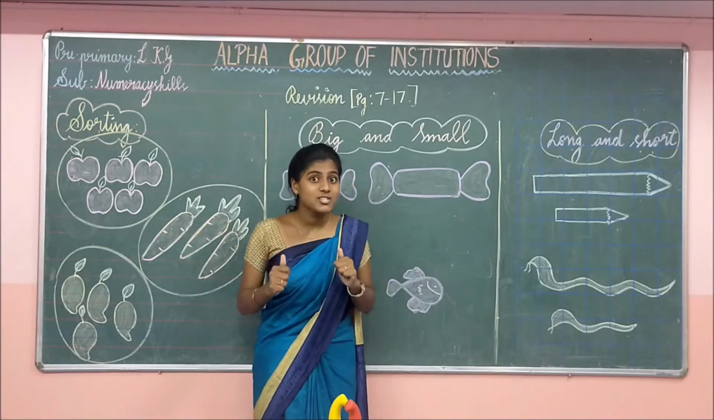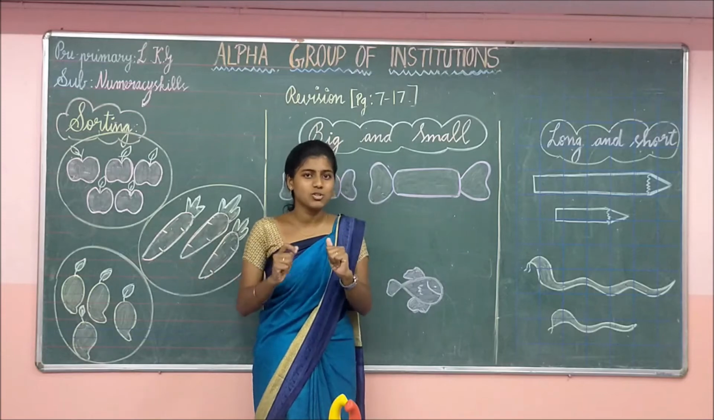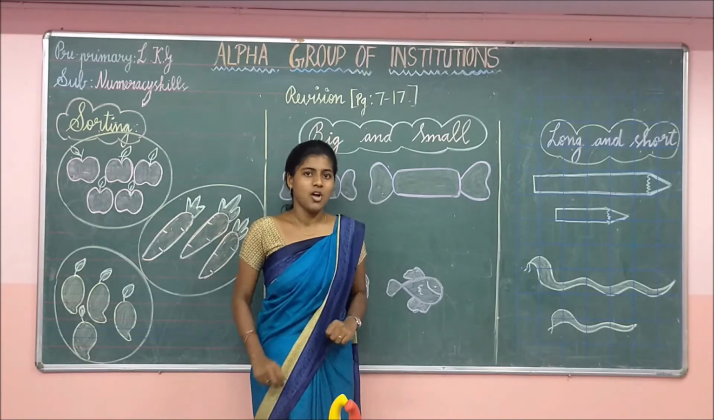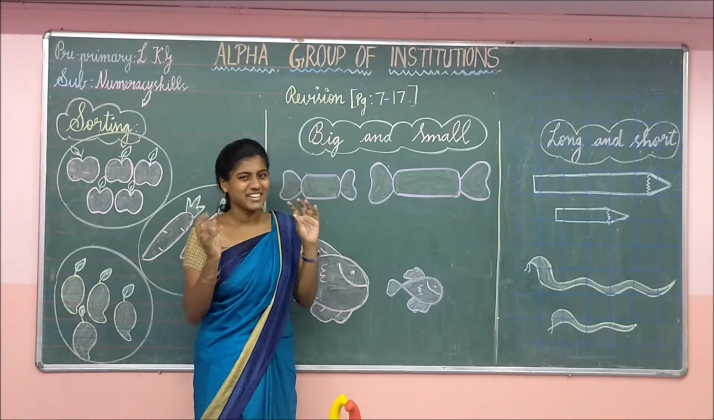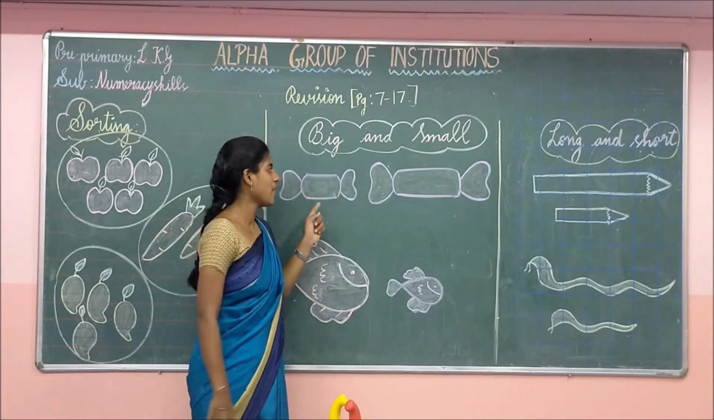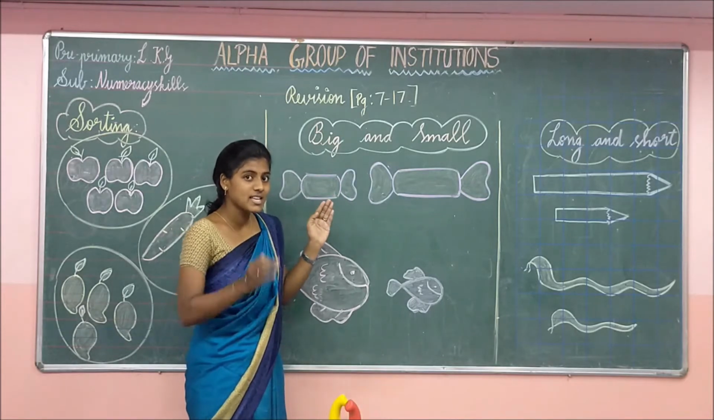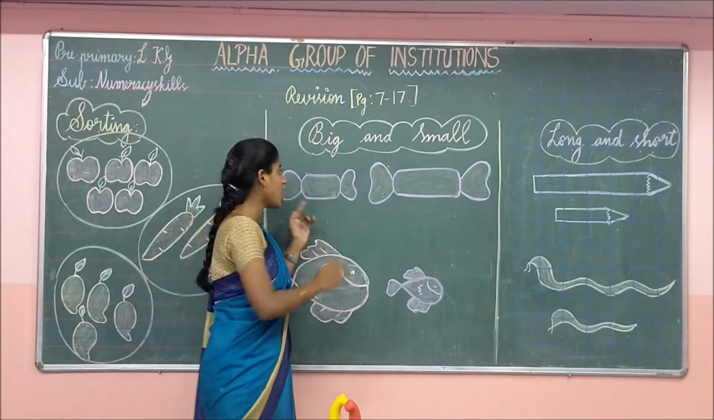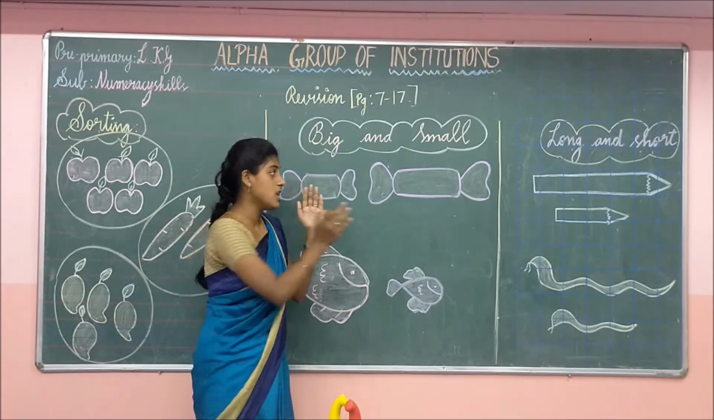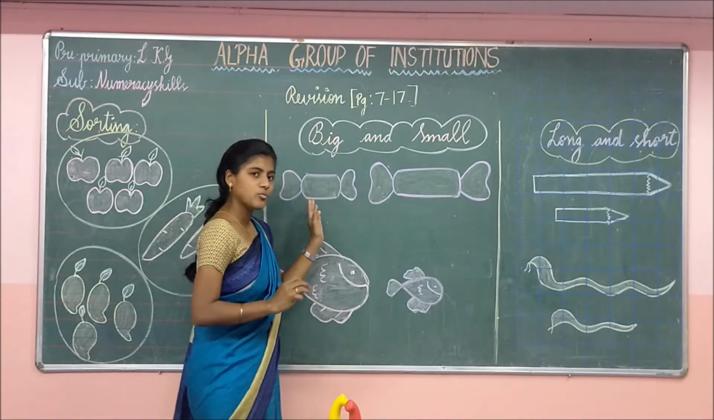Big, how we will show big? Big. And how we will show small? Small. Okay children, what are these? Chocolate. We love chocolate, isn't it? Okay children, what is this? This chocolate is small and this chocolate is big. See here, this chocolate is small and this chocolate is big. Big chocolate and small chocolate.